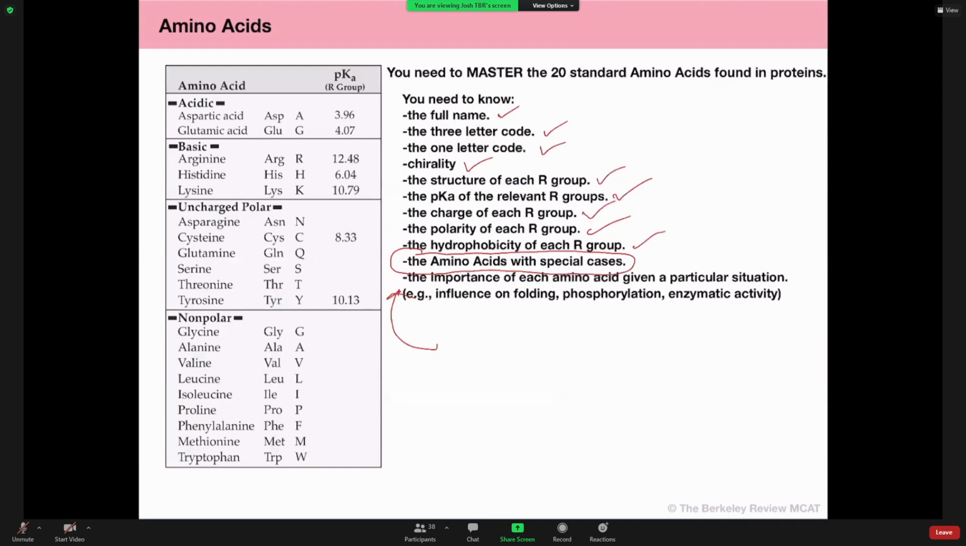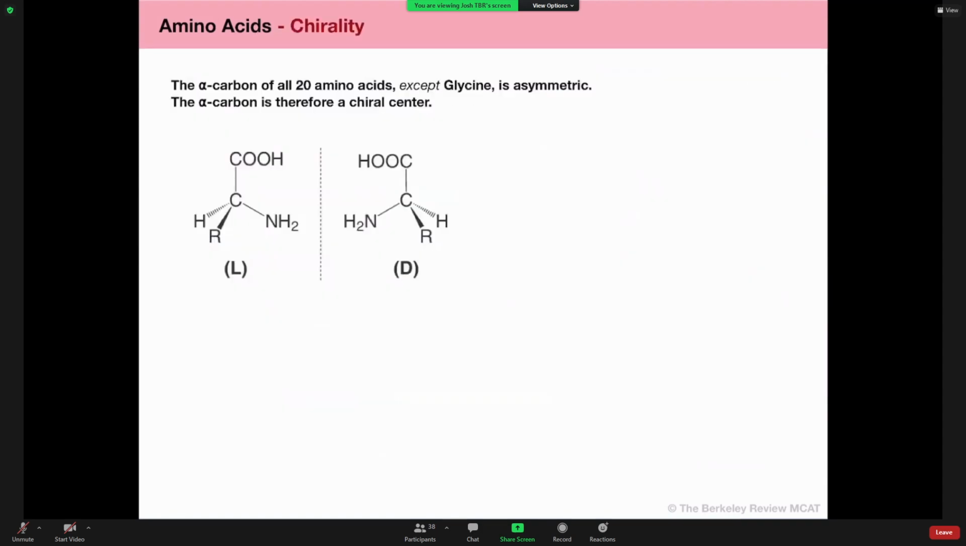So that's my little spiel on amino acids. And we'll go over some stuff that is a little more OChemy, but it's also biochemistry, right? The alpha carbon of all 20 amino acids, except for glycine, is asymmetric. Okay, so what that means is that the alpha carbon is therefore a chiral center. Okay, and just a quick review, right? Chiral centers have 4 different functional groups.